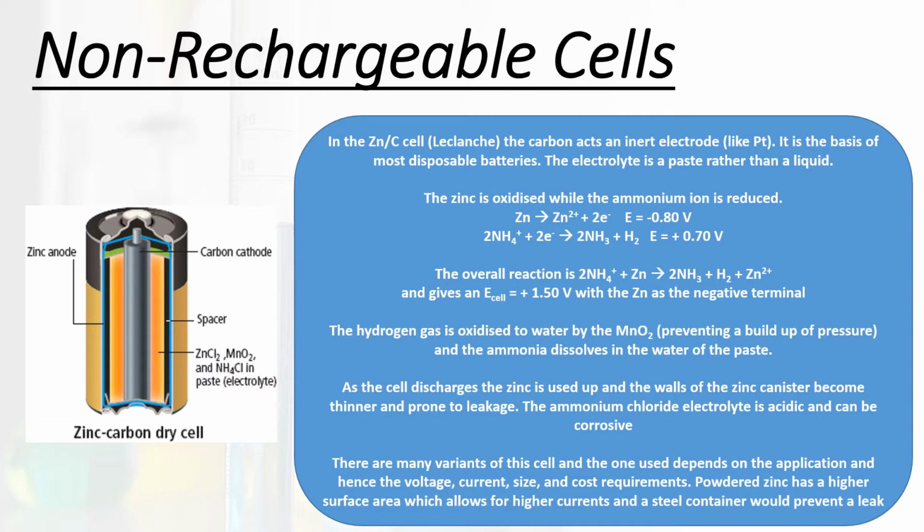Now we use powdered zinc. This has a higher surface area, it allows for higher currents. And we can also sometimes, instead of casing it in the zinc, we can actually case it in a sort of outer steel container. And this would prevent a leak. But obviously if we're putting more materials in, that also increases the cost and the weight of our cell. So it's all factors to consider.